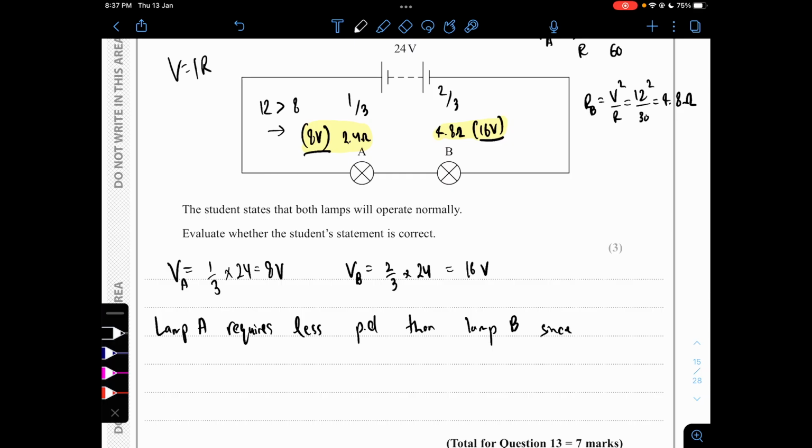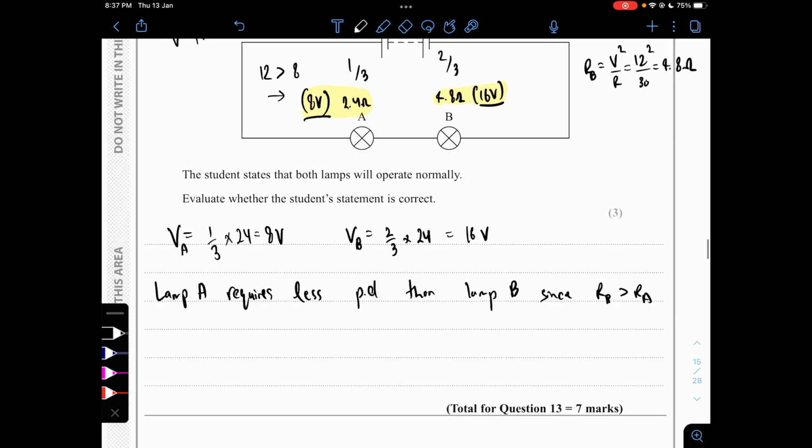since the resistance of B is greater than the resistance of A. What else can we say? Lamp A will have less than 12 volts, so it will not operate normally, because its requirement is 12.